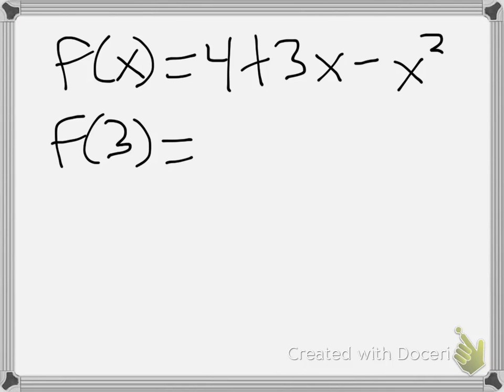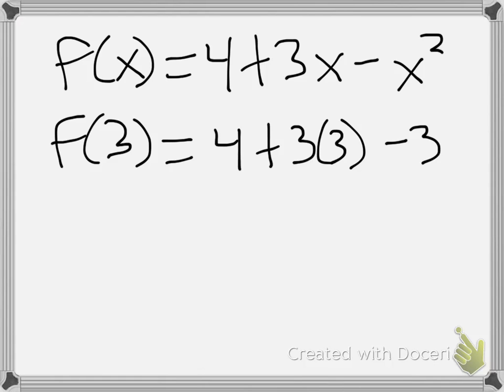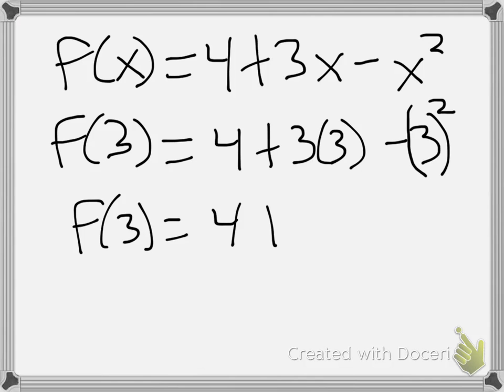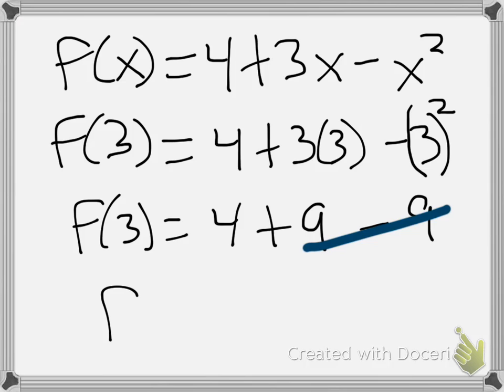So if I make x 3, then I've got this expression. Now remember your order of operations. I'm going to square that 3 before I subtract. So that means that this expression is 4 plus 9 minus 3 squared, which is also 9. So those cancel, and I just get 4. So that's the value of f of 3, which we need to remember.